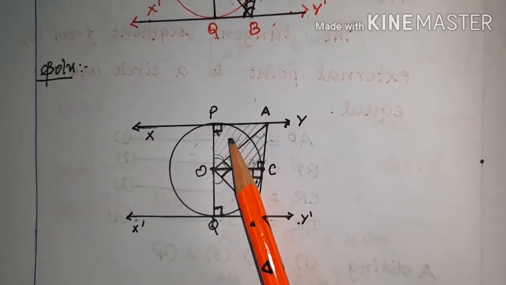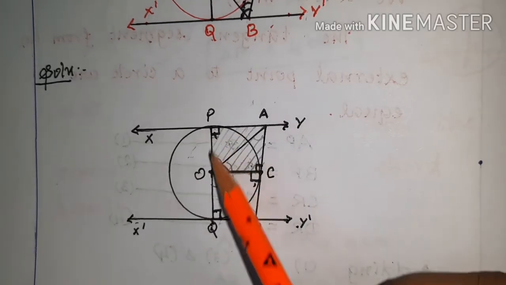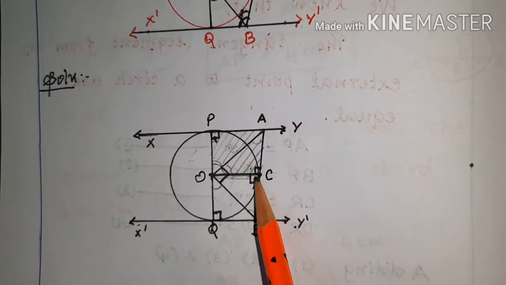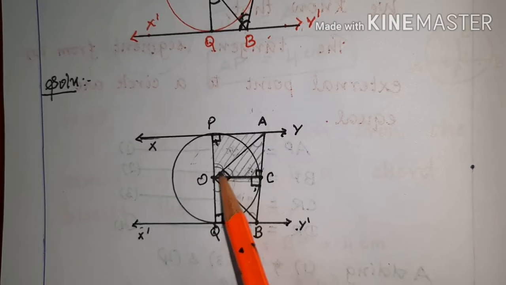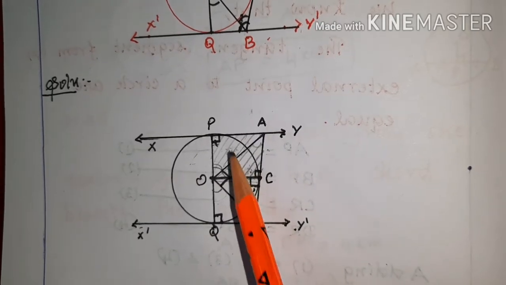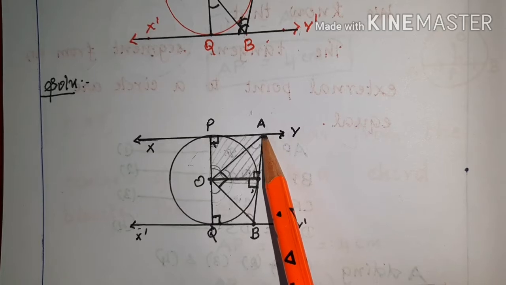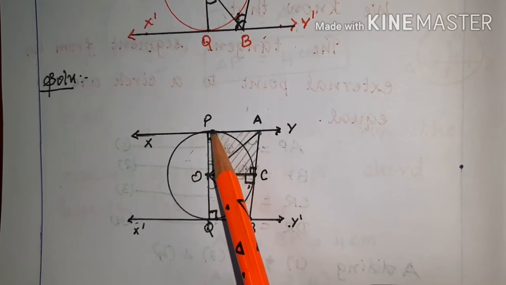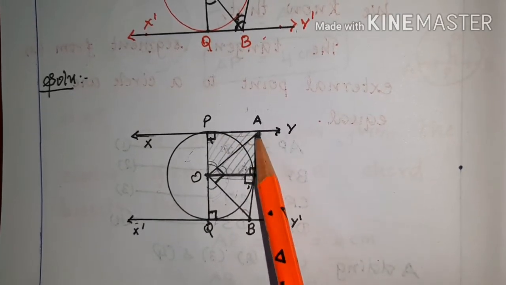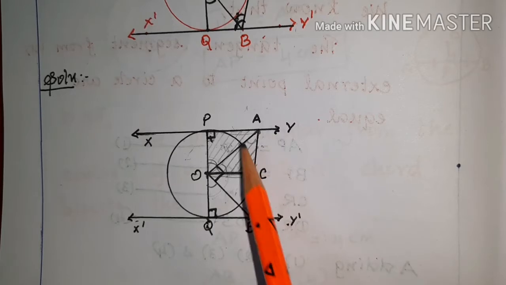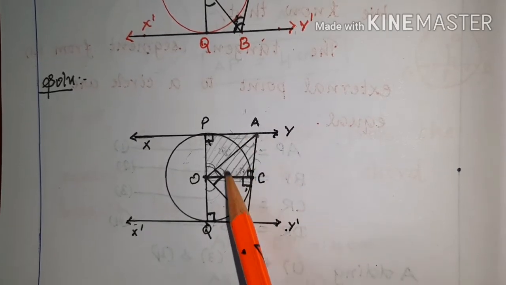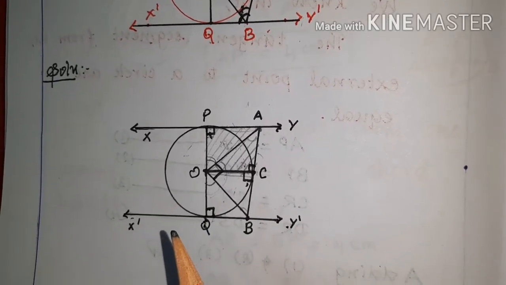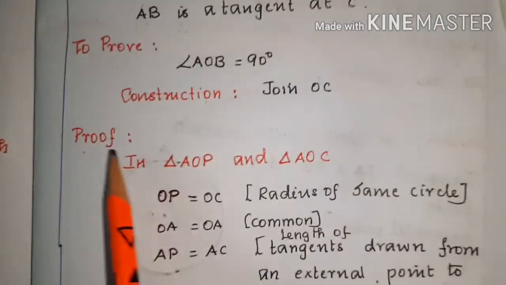How shall I prove it? So see here, if I take these two right triangles, here OP and OC are actually radius, isn't it? Yes, and this side is common to both the triangles. And likewise, this point A is an external point to the circle. So from this external point, the tangents that are drawn are equal. So PA and AC are equal in length. So all the three sides are becoming equal now. So we can apply triple S. Able to understand?